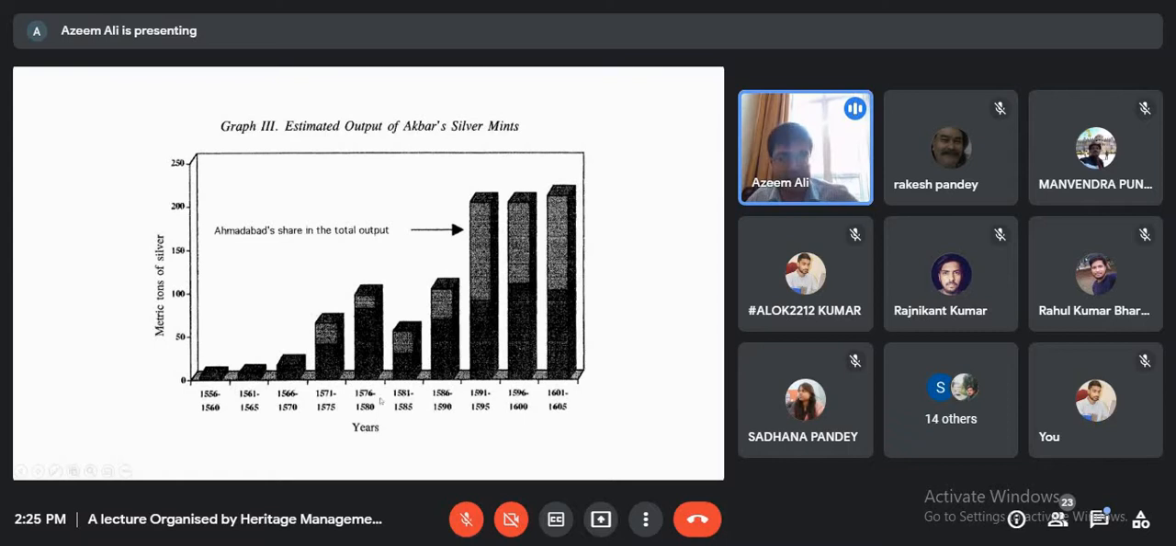And here is a graph which shows the output of Akbar's silver mint. Towards the end of his reign, you can see a massive increase in production, particularly in Ahmedabad. So it attests the prosperity of the Mughal Empire at the time. And this is in metric tons of silver. You can see the sheer amount of silver that was being struck as coinage under Akbar.